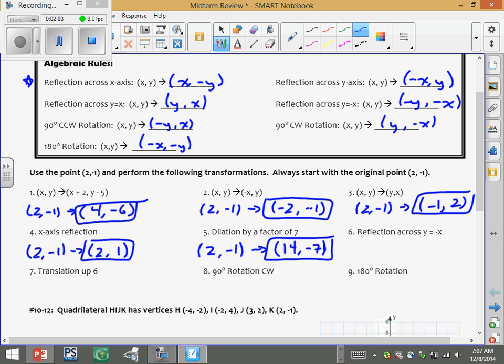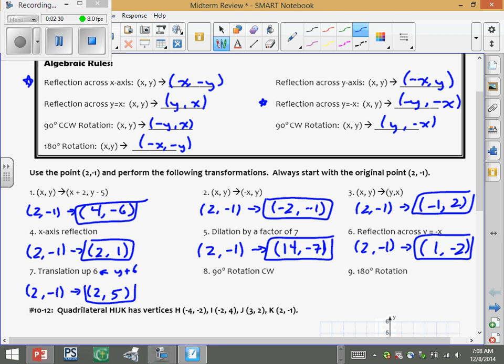Reflection across the line y equals negative x. That rule is right there up in the box, and you can see we're supposed to switch them and switch the signs. So I'm up at (1, negative 2). Translation of up 6, in other words y plus 6. So we're going to leave the x alone. We're going to do negative 1 plus 6.